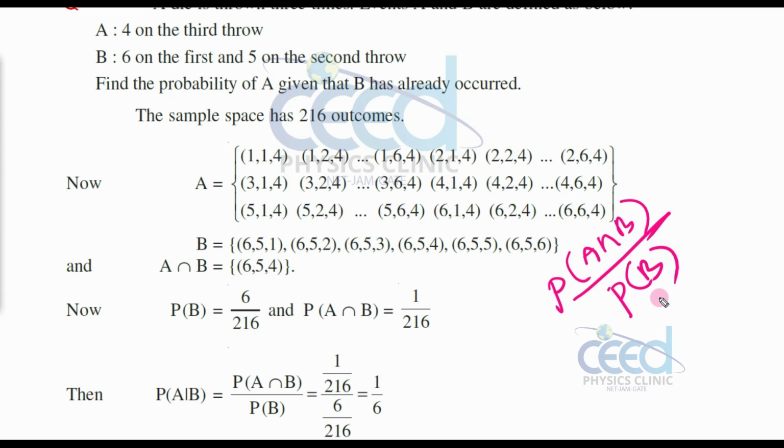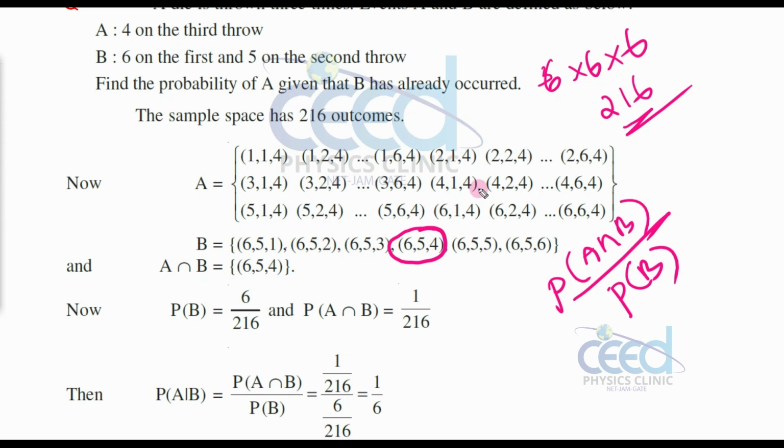What is P of A intersection B? If 3 dice are thrown, what is the total number of events? 6 into 6 into 6, the total number of elements in the sample space, that is 216. Out of this, what is the intersection of A and B? See, 654 is common here. The last member is 4, that is, 4 on the third throw.